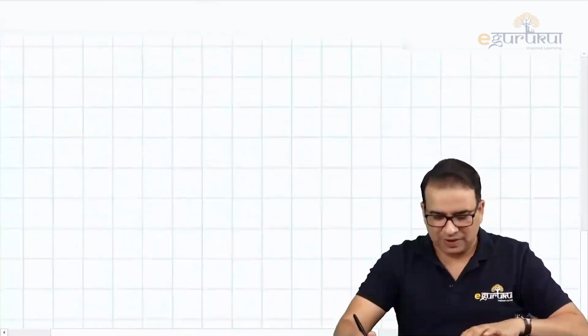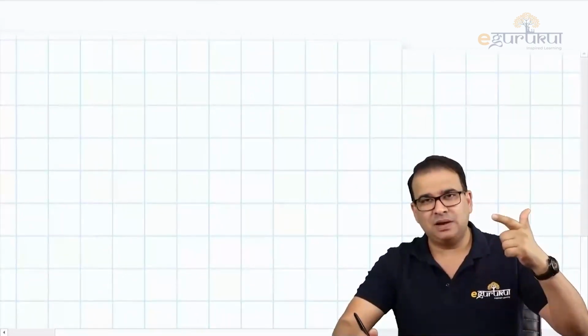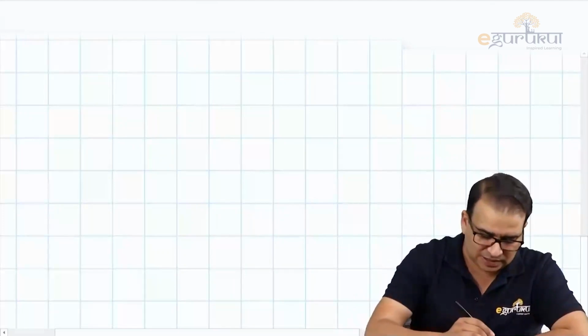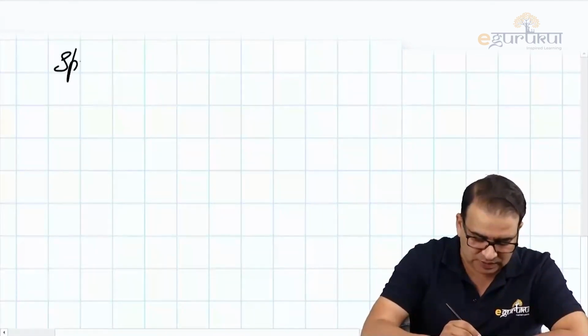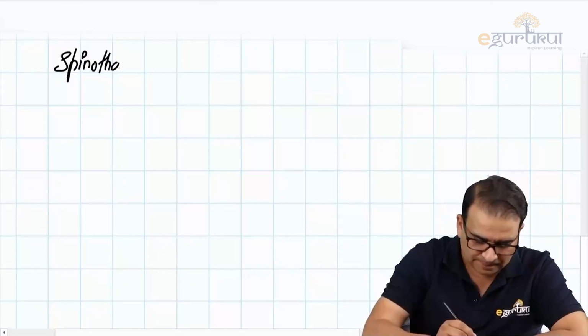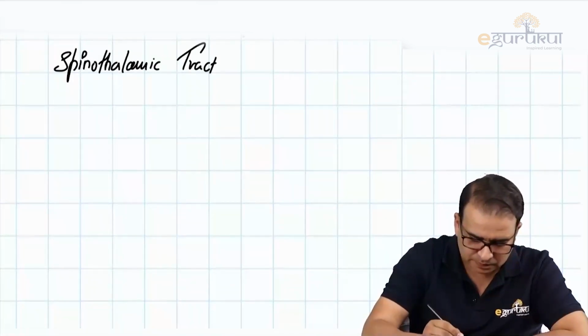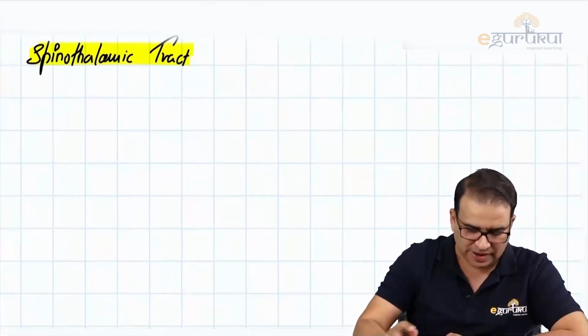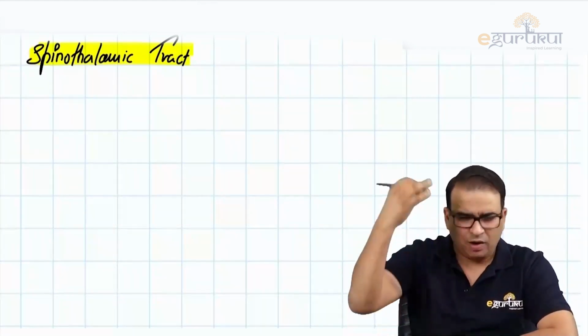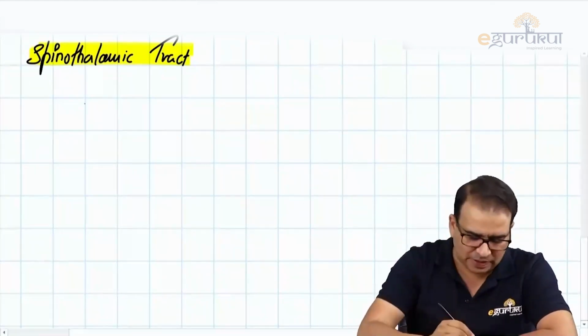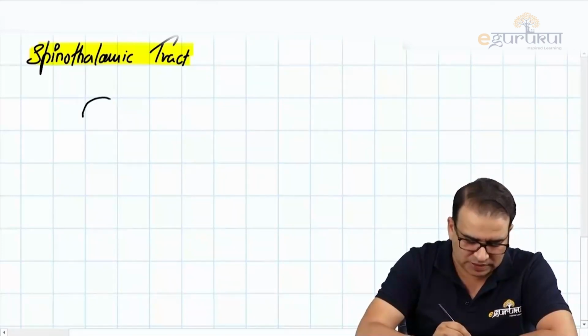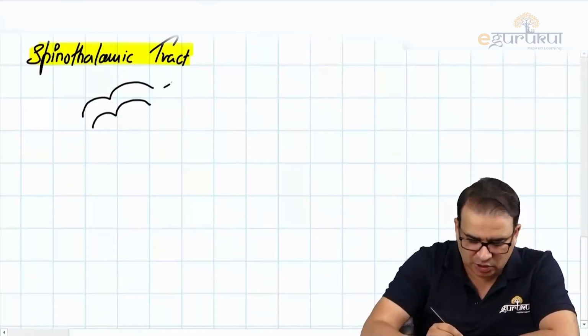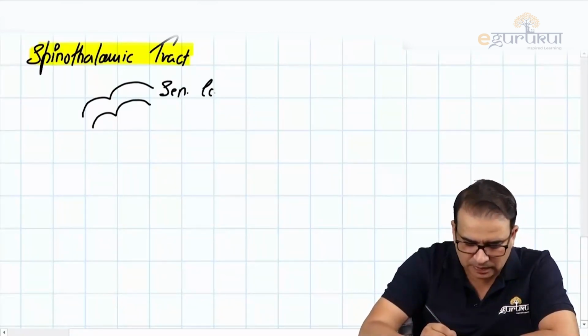So in that sequence, we have three tracts: dorsal column, spinocerebellar, and spinothalamic. I want to start the discussion with the spinothalamic tract first. Now obviously for any tract which is going toward the cerebrum, the highest center here is the cerebral cortex. So let's draw the plot first, guys. This is the sensory cortex in the cerebrum.